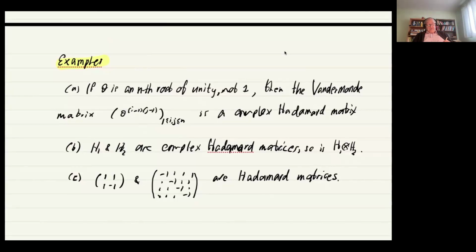And here I've drawn, for illustration, the 2 by 2 Hadamard matrix. It's the only one, and there's also a 4 by 4 Hadamard matrix. So the rows are orthogonal, the columns are orthogonal, and the entries can be complex.